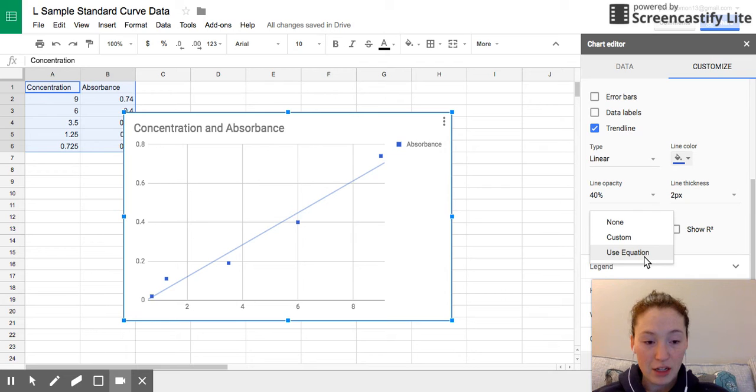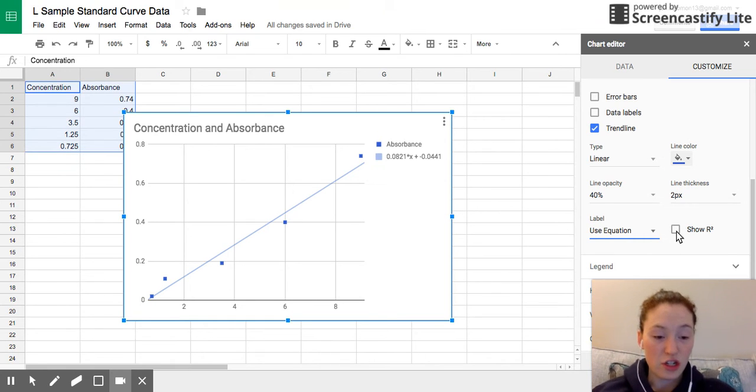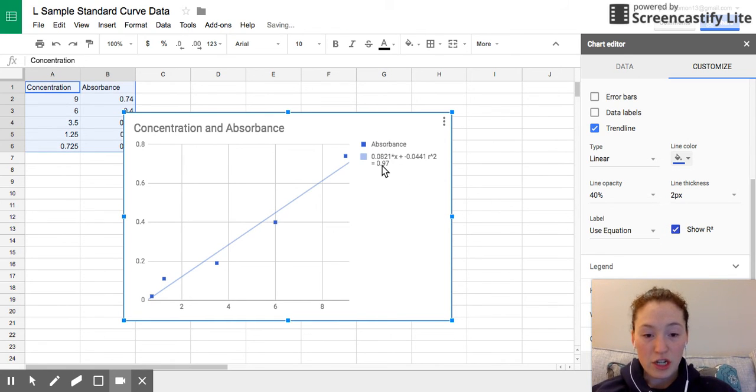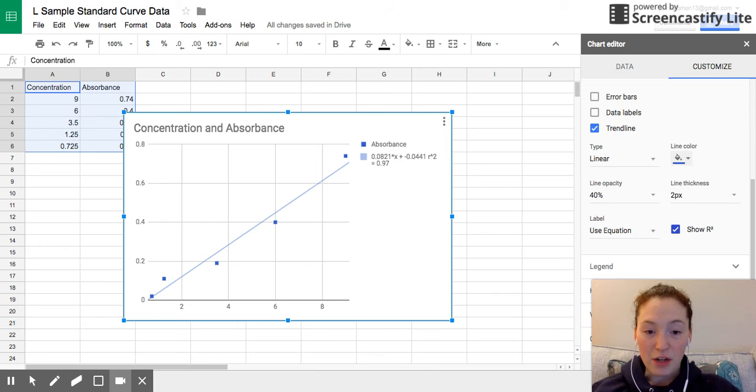I want to label it using an equation. So that will give me the equation for my standard curve. And then I would also like to show the R-squared value, which tells me how well my data correlates to my line. An R-squared value of 1 means it is perfectly correlated. All the dots exist on my line. I don't expect you to have an R-squared value of 1, but anything up in the 0.9 upwards range is really good. So an R-squared value here of 0.97 for this sample data is really great.